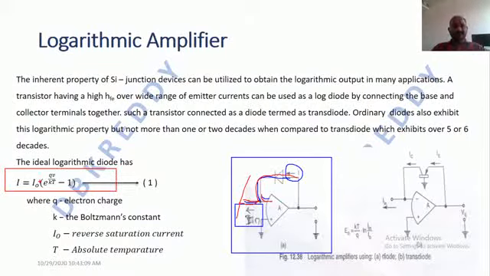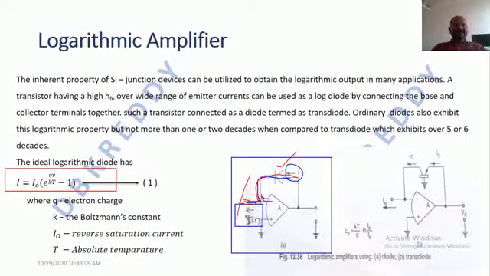The terms in this equation are I naught, the reverse saturation current, which is due to the minority charge carriers, and q, the charge of the electron. V will change depending on the material used in designing the diode. We may use silicon or germanium, so depending on the specific material, the value of V will change. It may be 0.3 volts or 0.7 volts; it purely depends on which material you are using for designing your diode.